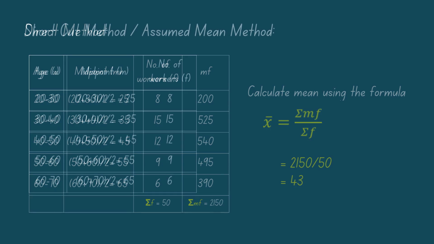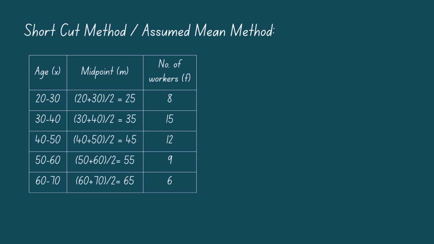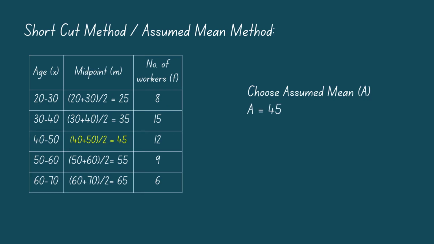Now, if you remember the assumed mean method, let's try that, the shortcut method. So here, the first thing we need to do is choose an assumed mean, which could be any number from the middle point, because that is where we have to find the assumed mean from. So I am taking 45 here. So my A here is 45.